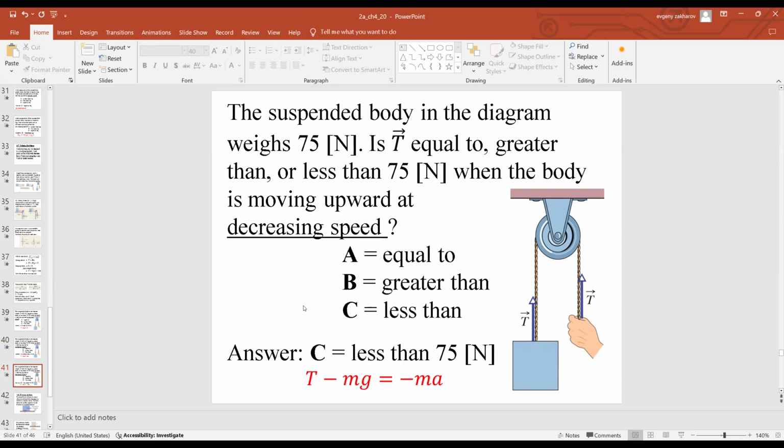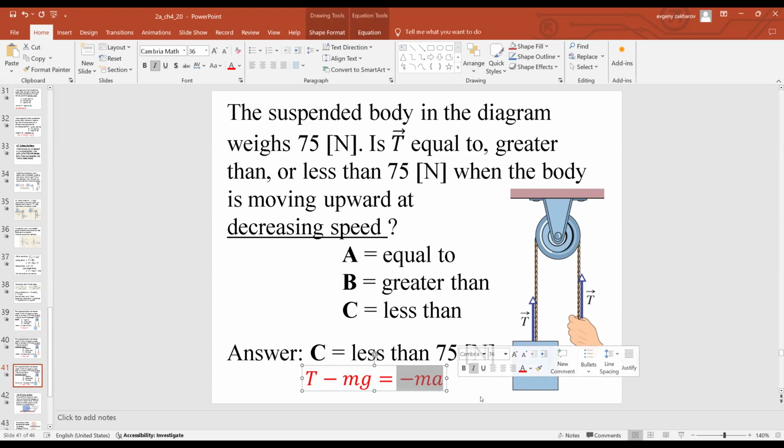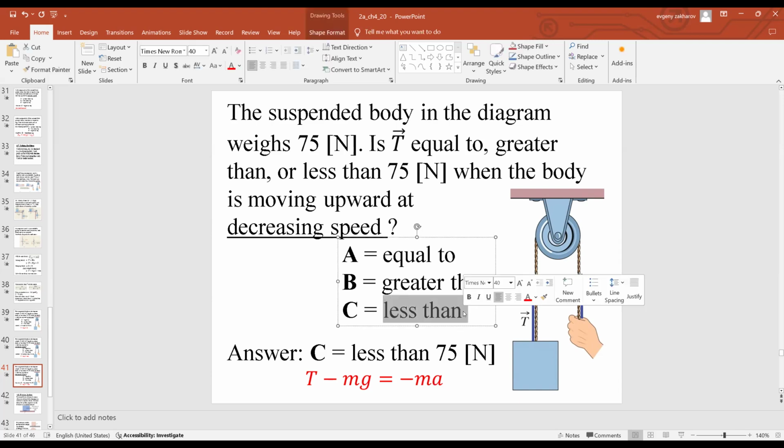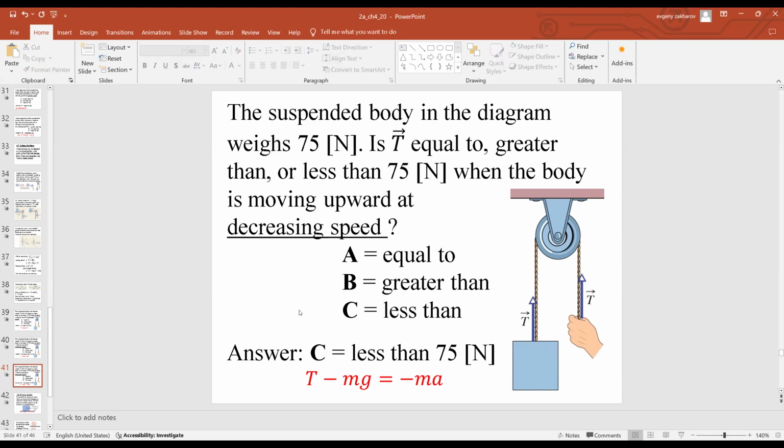And if speed is decreasing, so upward and decreasing speed, that means acceleration is actually down because velocity is up and we are slowing down. So acceleration is in the opposite direction. So acceleration is negative for my second Newton's law equation. And you solve for tension, you see that it's going to be mg minus ma. So you're going to subtract something from the original mg value, and you're going to get less than mg, less than 75 newtons. That's the third option.